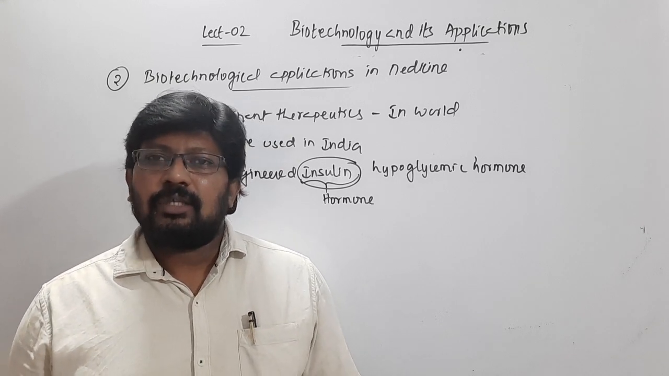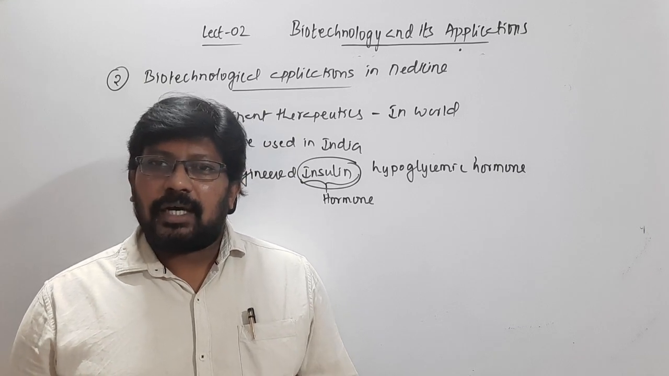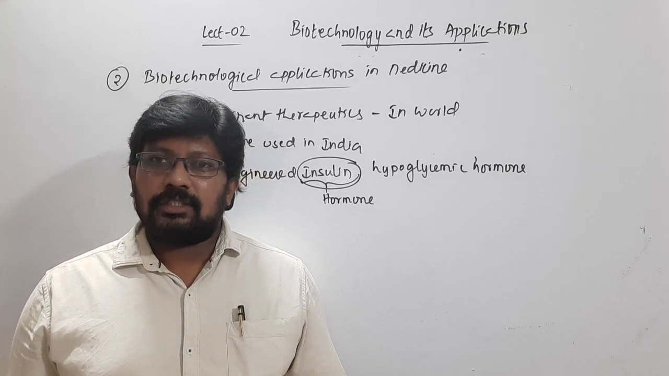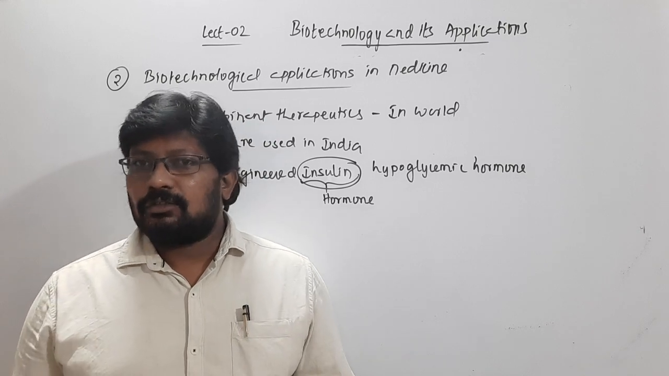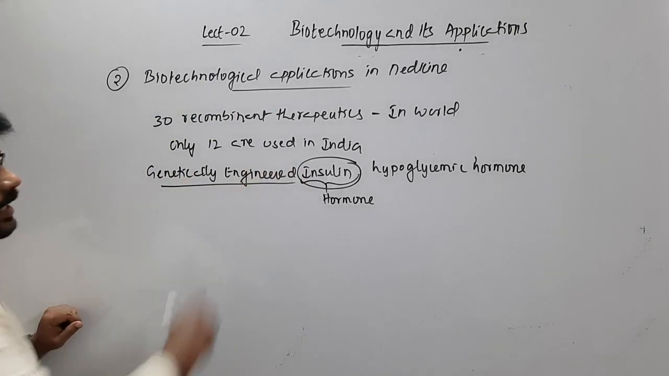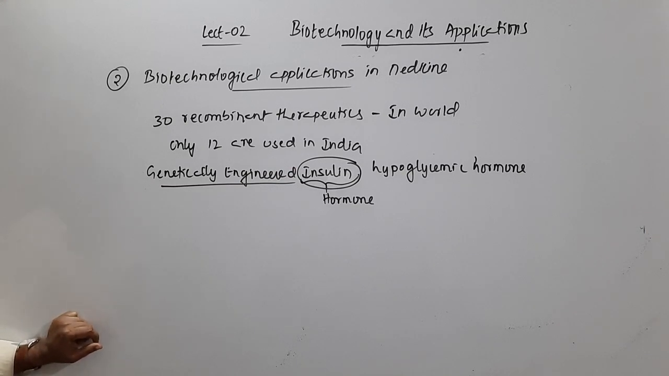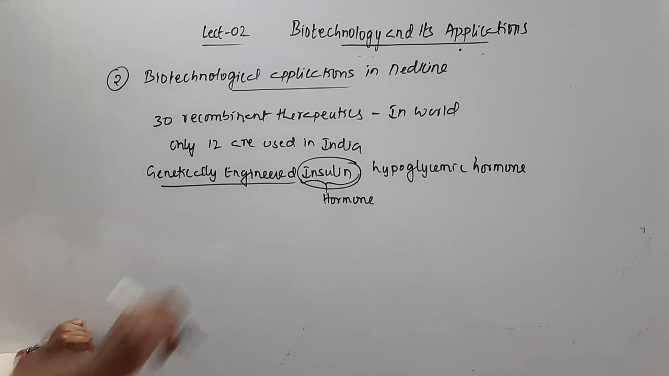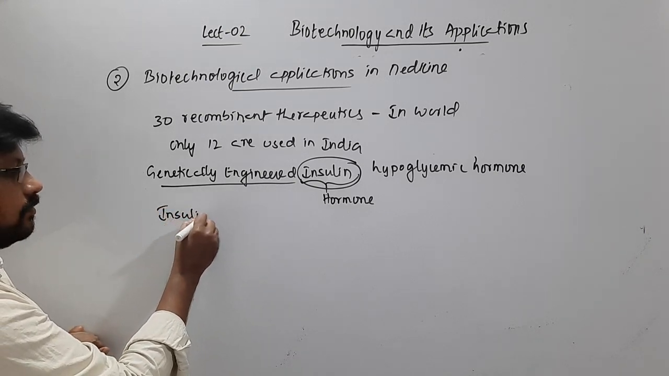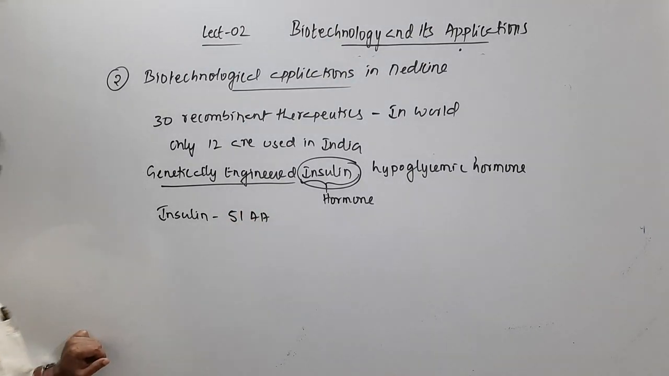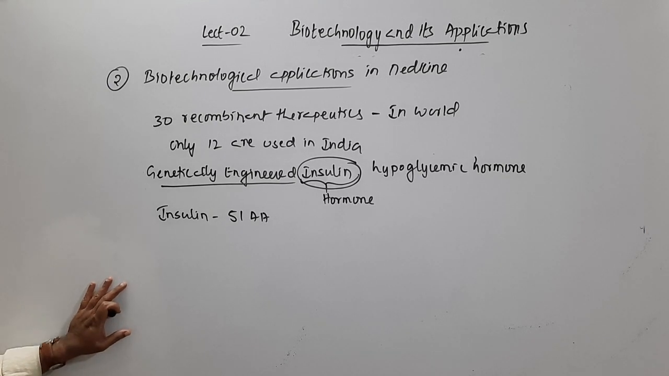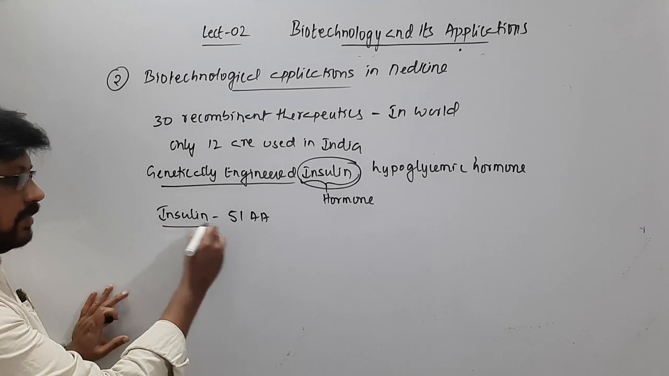So how is that possible? Biotechnology made it possible by isolating the genes that code for insulin, introducing those genes into a bacterium and making that bacterium produce insulin. So that's what I'm going to discuss under genetically engineered insulin. Here, first we will see the normal structure of insulin. This insulin has a total of 51 amino acids.